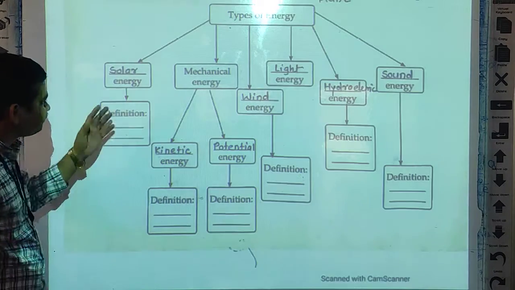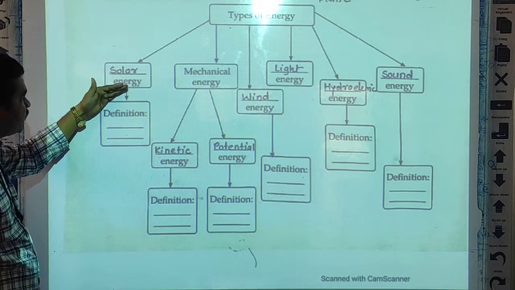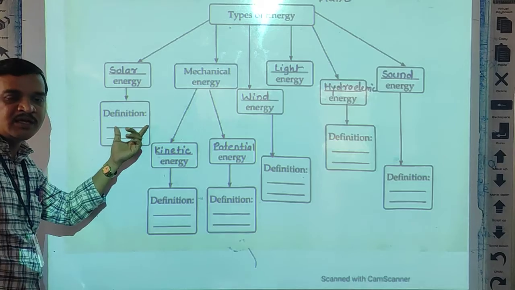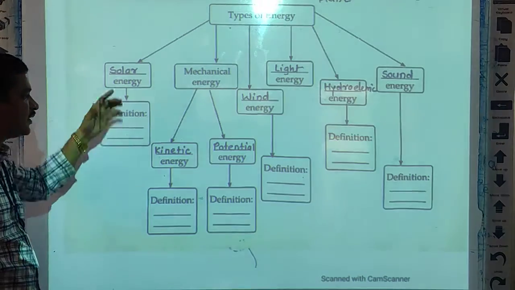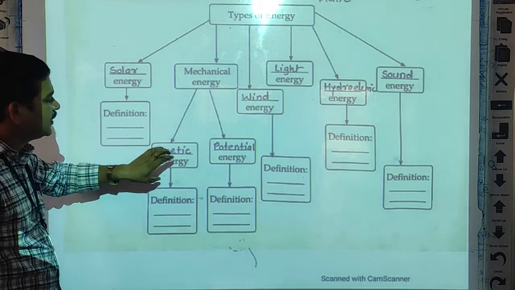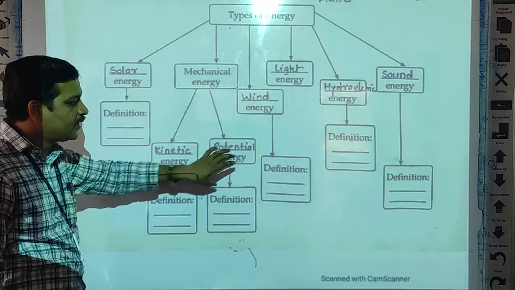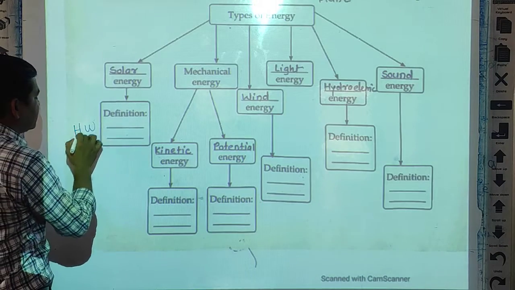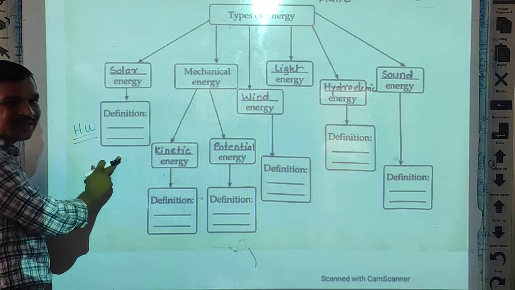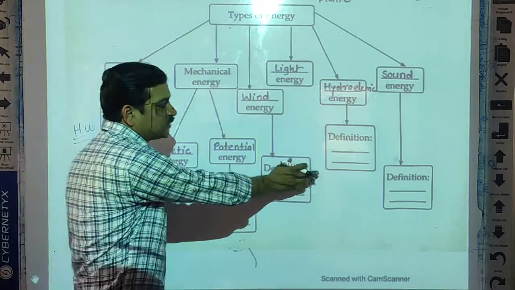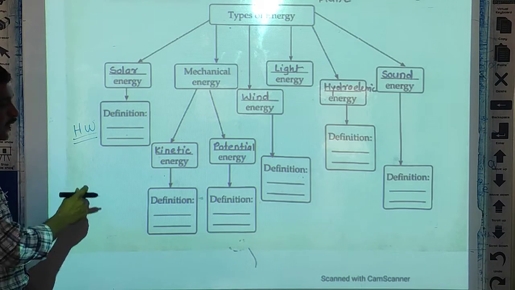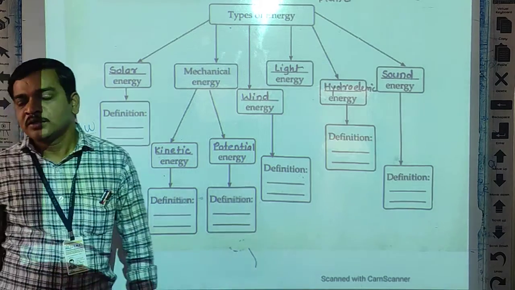Now here you have to write the solar energy definition. The energy that we get from the sun is called solar energy. So this way you can write the definition. Then kinetic energy means what? Here you write potential energy. So this is your homework. All these definitions you can complete in these boxes using the textbook. Okay, students? Is it clear? Okay.